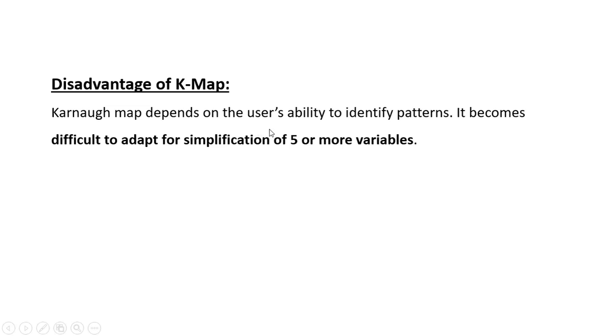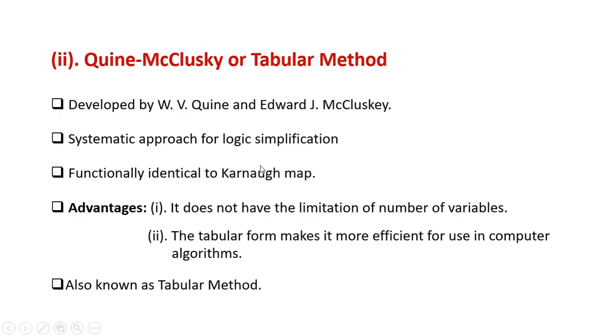So here we have to find different patterns. We have to group ones. So K-map depends on the user's ability to identify patterns, and it becomes difficult to adapt for applications of 5 or more variables. When we have 5 or more variables, we get a big K-map and it is difficult to simplify that K-map. So we move to another method, which is the Quine-McCluskey or tabular method.